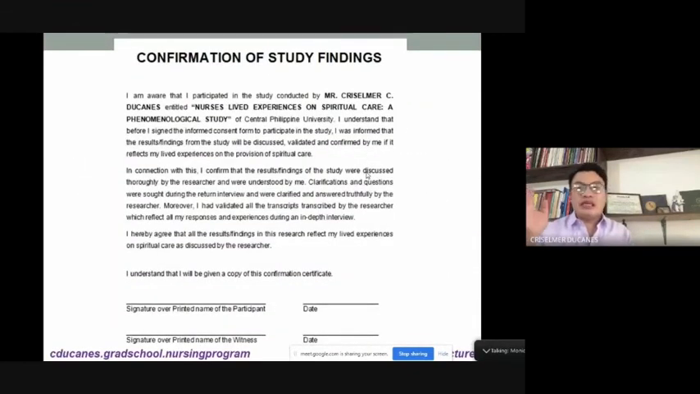In terms of credibility, I mentioned the member checking technique. You go back to your participants and ask them if the findings reflect their own experiences. In order to document this, you can make a written confirmation of study findings that they sign, as evidence that they have understood and agree that this reflects their own experiences. Then you can present that to the panelists if they ask whether you have performed member checking in your study. So you can use this way of confirming the study findings from your participants.